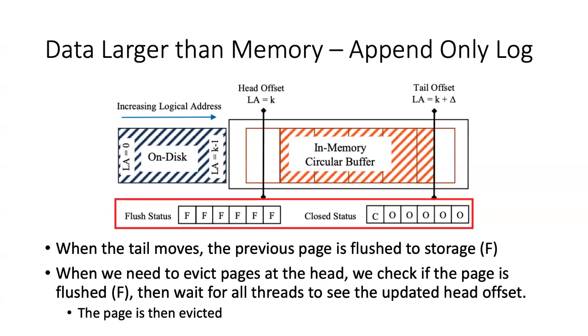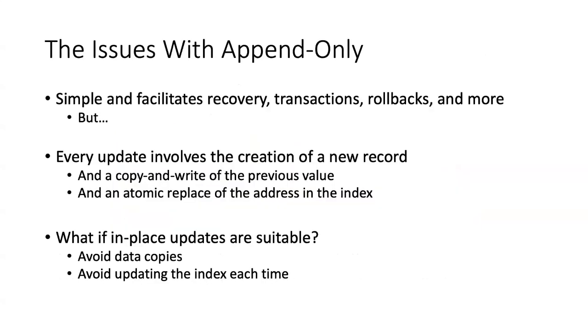And then later, when we need to evict pages at the head, because the log is getting too big in memory, we have to check first if this page is flushed, and then we wait for all the threads to see the updated head, and then we can just evict it from memory. So in this append only log, pages are flushed to storage just when the tail moves, like a usual append only log.